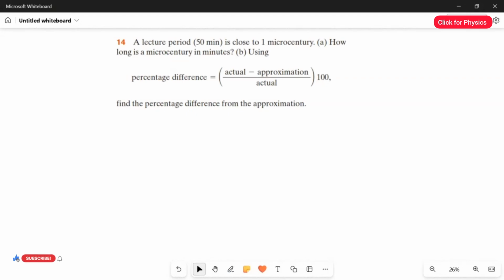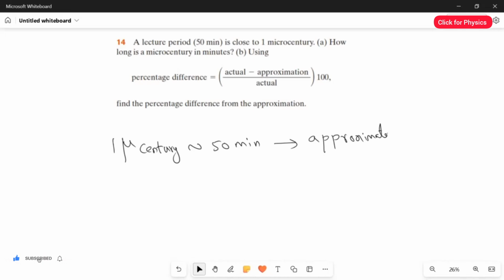So what did they say? They said 1 microcentury is approximately equal to 50 minutes. This is not the exact answer. This is an approximate value. That means in the question they gave the approximate value of 1 microcentury, which is equal to 50 minutes. Clear? Now what they ask is, you have to find how long is the microcentury in minutes.